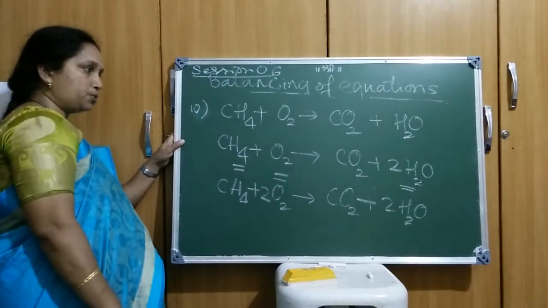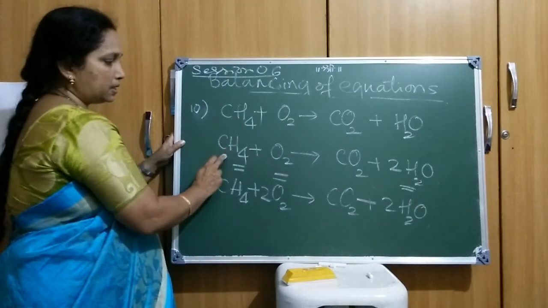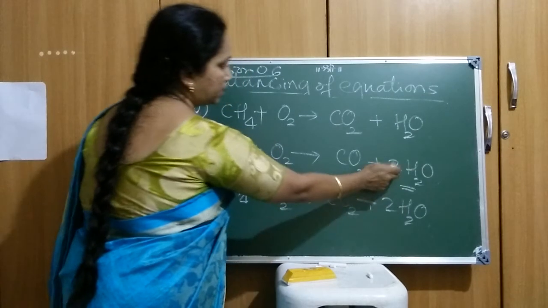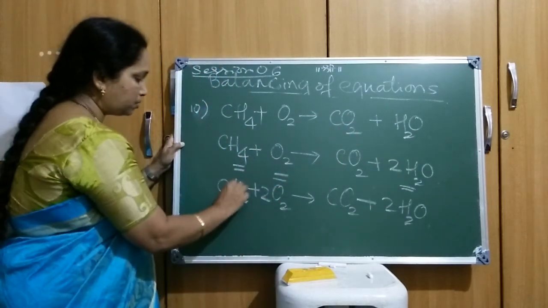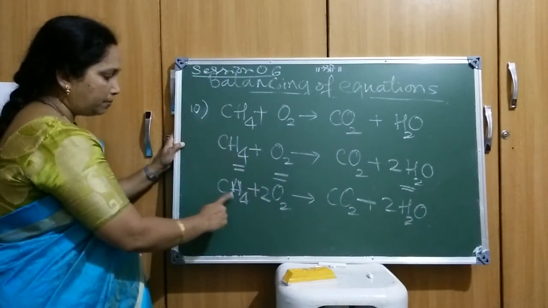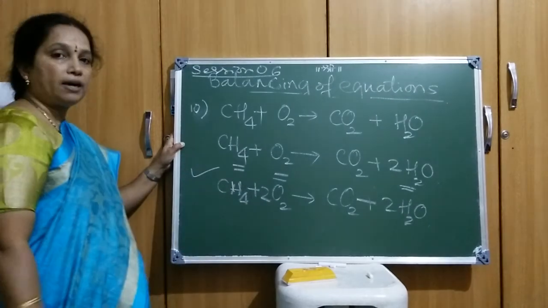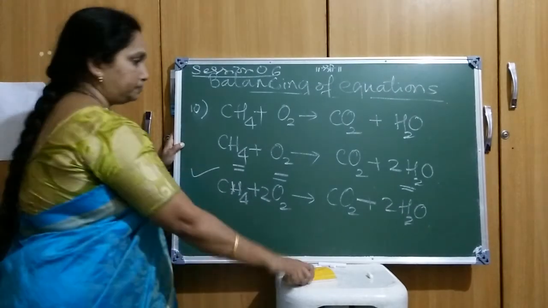So you understood that first I have balanced the hydrogen, by multiplying with the 2, and next you are going to see that oxygen has to be balanced, so that is done with the help of a 2. So this is the required balanced equation.